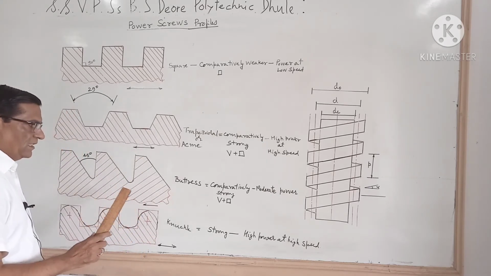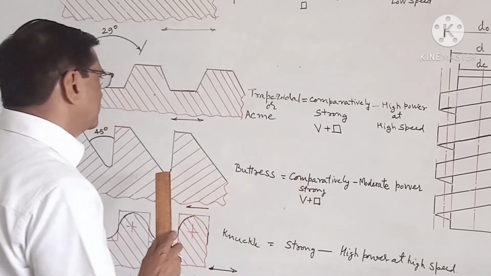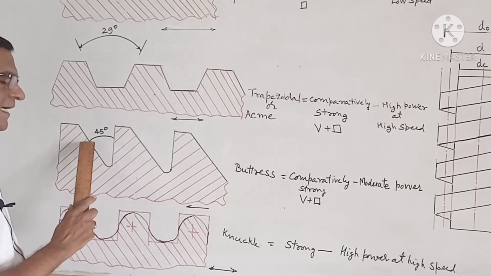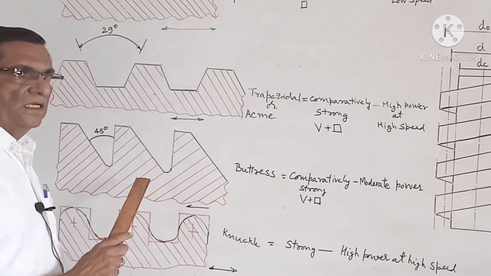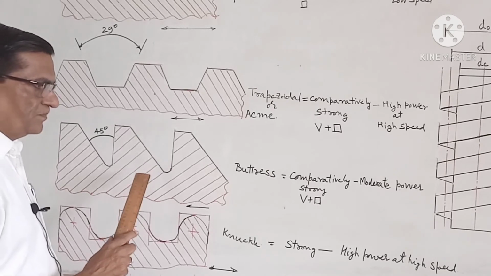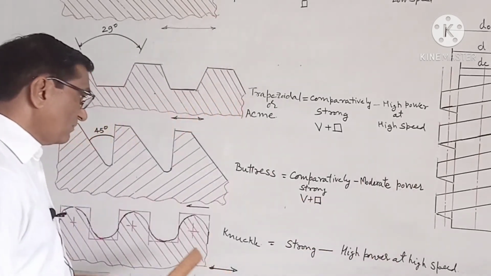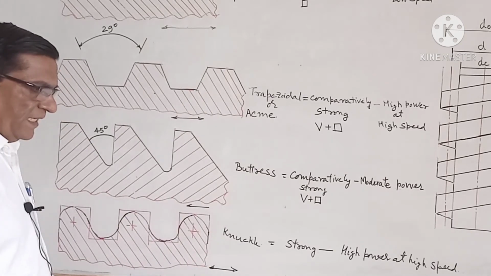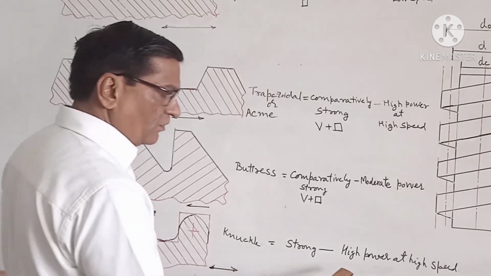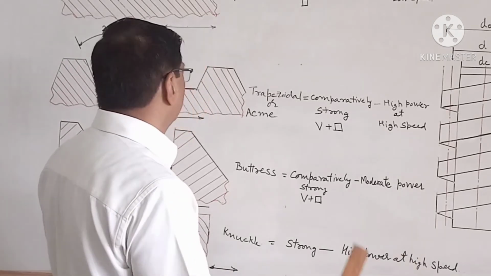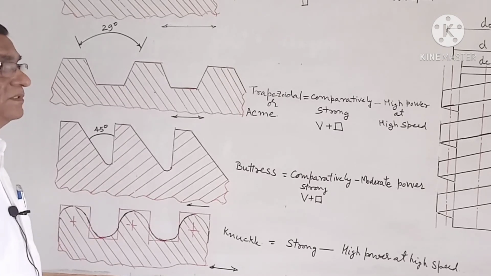Now third is the buttress thread. It is comparatively strong, and it is a combination of square thread and V thread. Here the thread angle is 45 degrees, and it is generally used in power press. It is used for moderate power. Now next is the knuckle thread. It is strong. It is a modification of square thread. It is used for high power at high speed. So these are the different profiles used in power transmission.